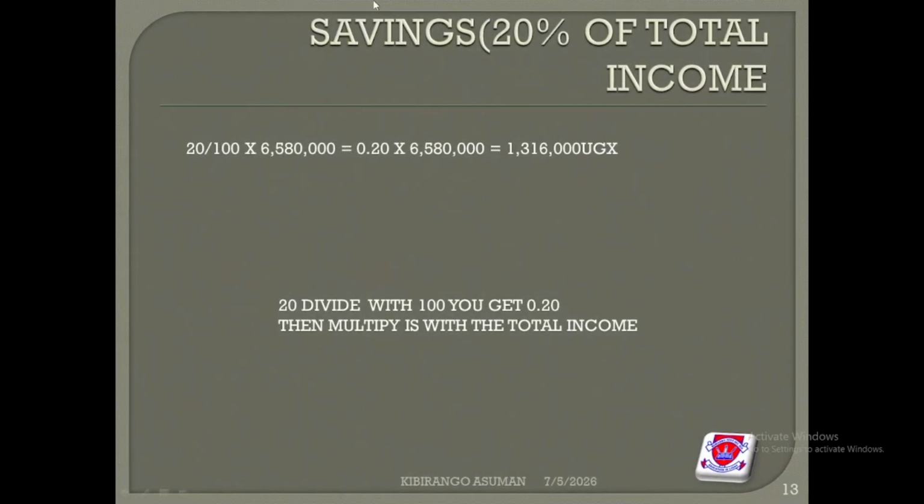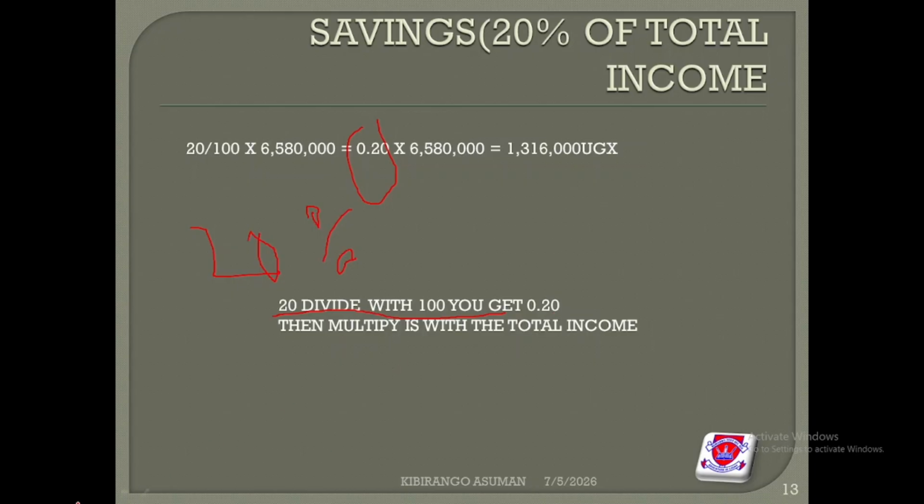So the savings is 20% of the income. We get 20 out of 100 times the total income. So we are going to get the amount of savings, which is 20% of the total income, equal to 0.20. Where do we get this 0.20? We get it by dividing 20 by 100 because we are working with a percentage. So when we divide 20 by 100, we get 0.20.